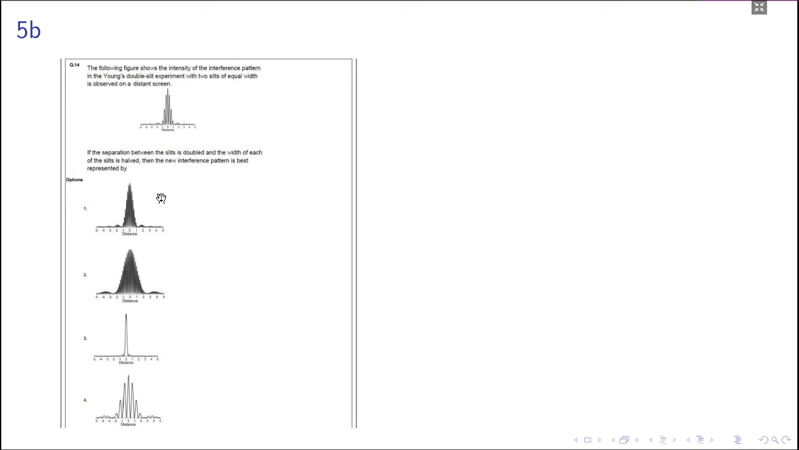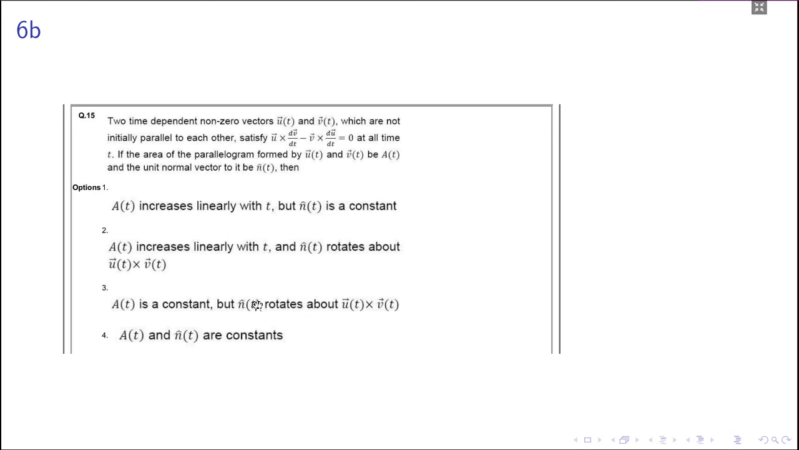And then it's saying the width of each slit is halved, so that means the diffraction will become broader. Yeah, so this envelope basically becomes broader, so option 2 is right. Okay, and this one again is very easy.